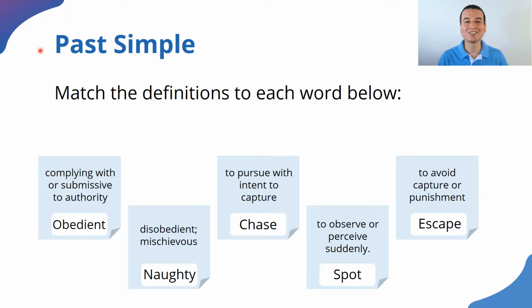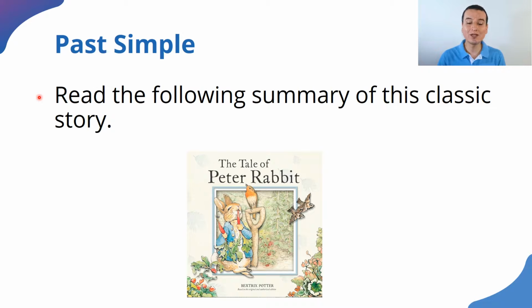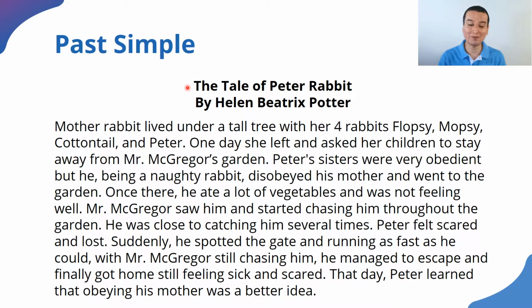All right, so you're ready now to read the following summary of this classic story. What's the story? The Tale of Peter Rabbit. I'm going to read it with you. Mother Rabbit lived under a tall tree with her 4 rabbits, Flopsy, Mopsy, Cottontail, and Peter. So 3 sisters and 1 boy.